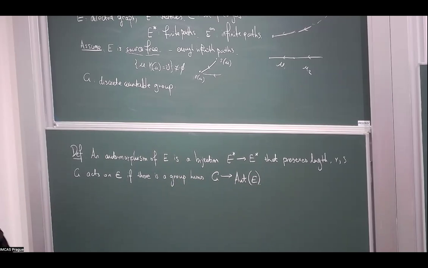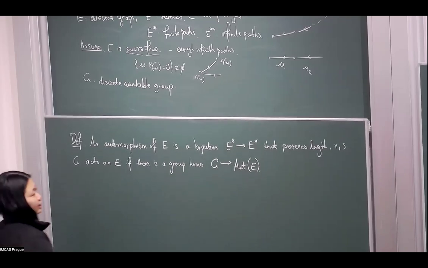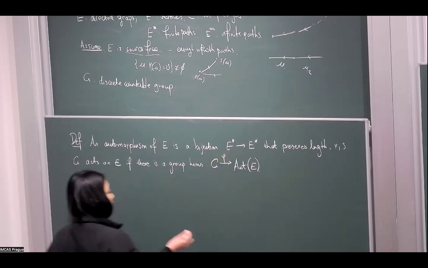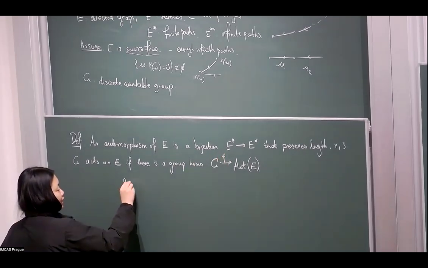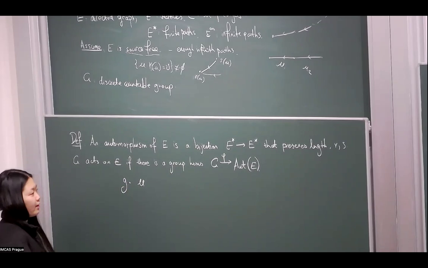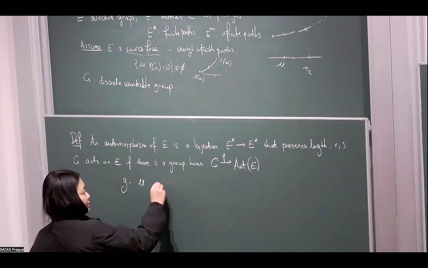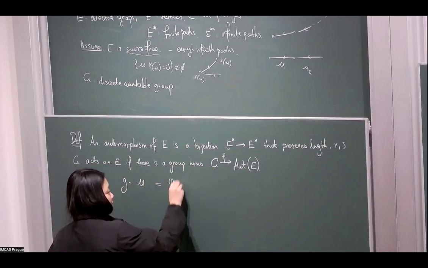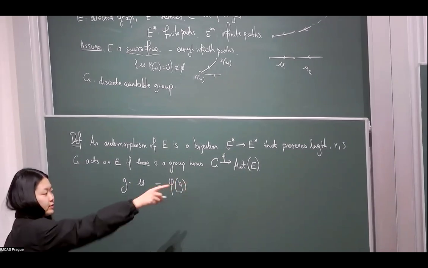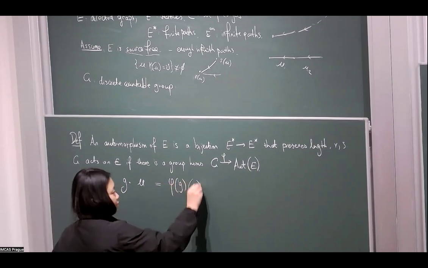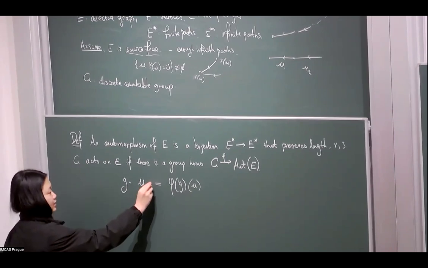And to simplify the notation, let's say this homomorphism is φ, I'll just denote by g·μ the action of g on some finite path μ. This really means that I take the group element g, it indicates for me an automorphism φ_g, and it will send μ to somewhere else. So this is my notation.